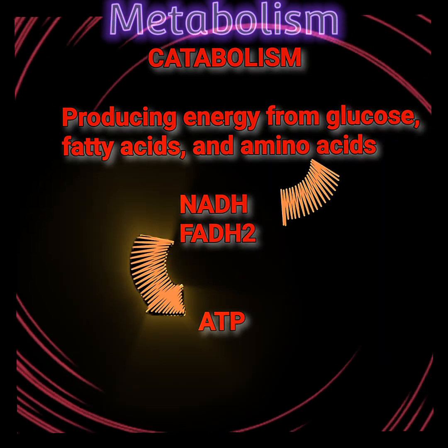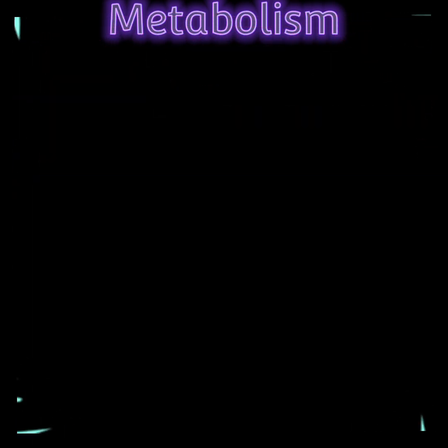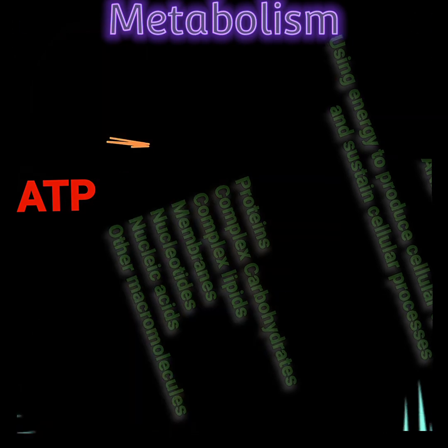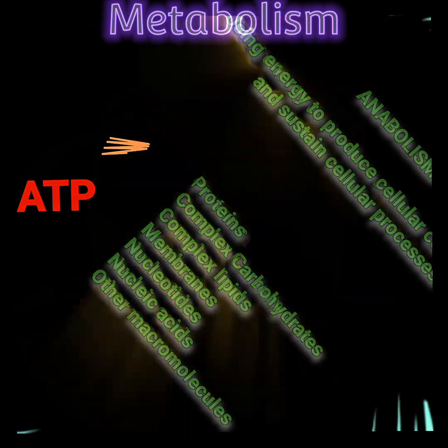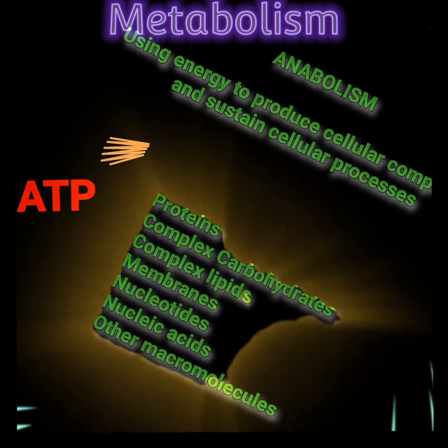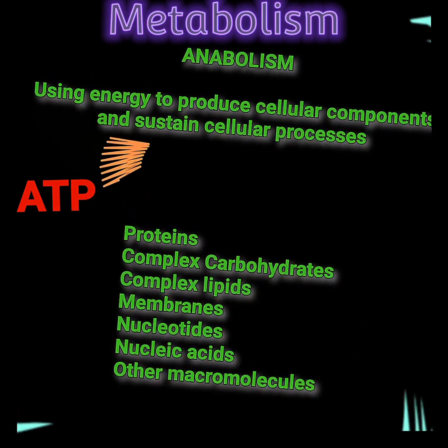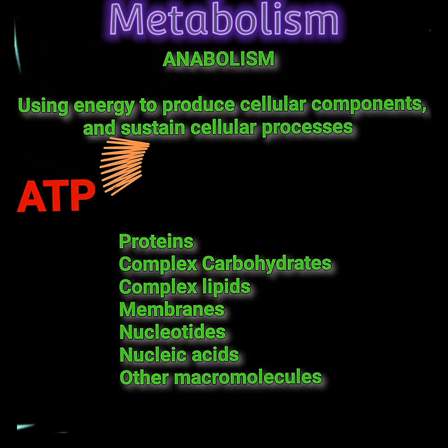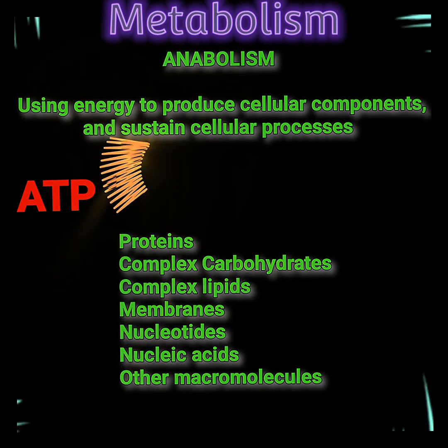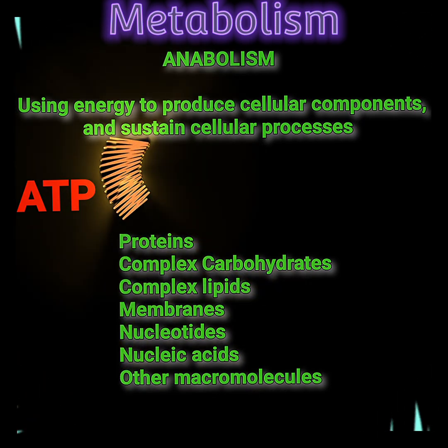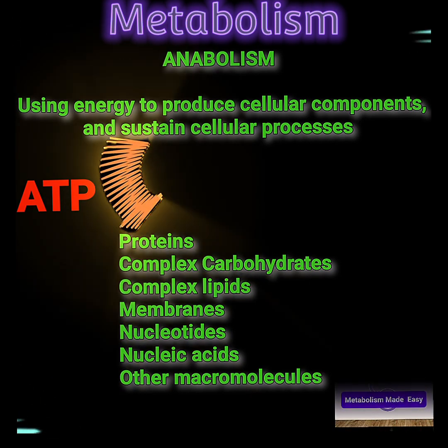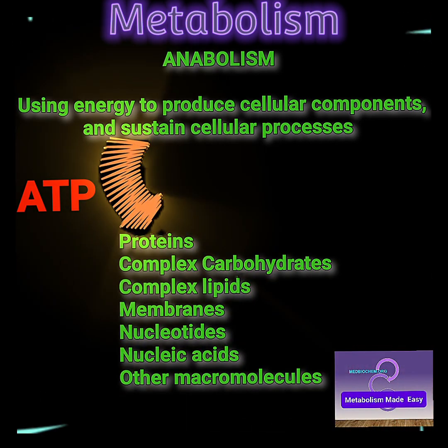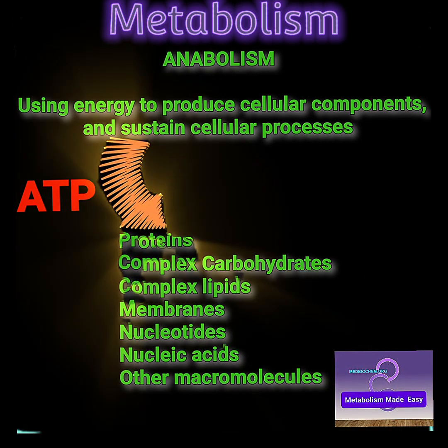are eventually converted to ATP, a more readily usable form of energy. Anabolic processes will use the ATP produced from catabolism to synthesize cellular components like proteins, carbohydrates, lipids, membranes, nucleotides, nucleic acids, and other macromolecules, as well as maintain other cellular processes.